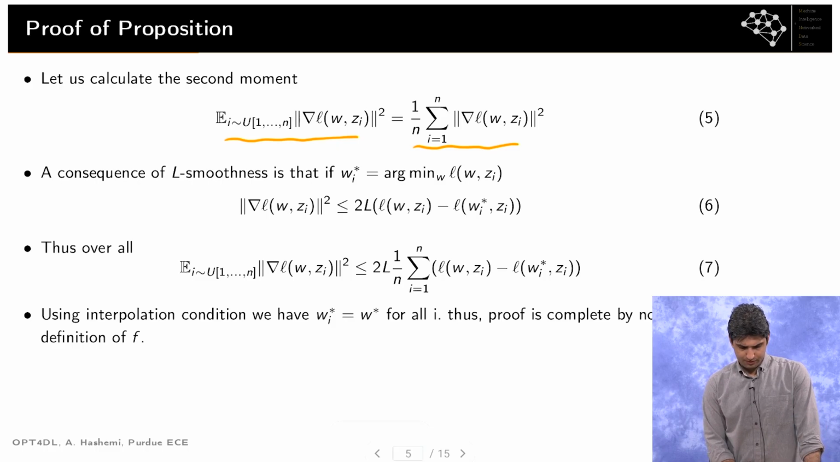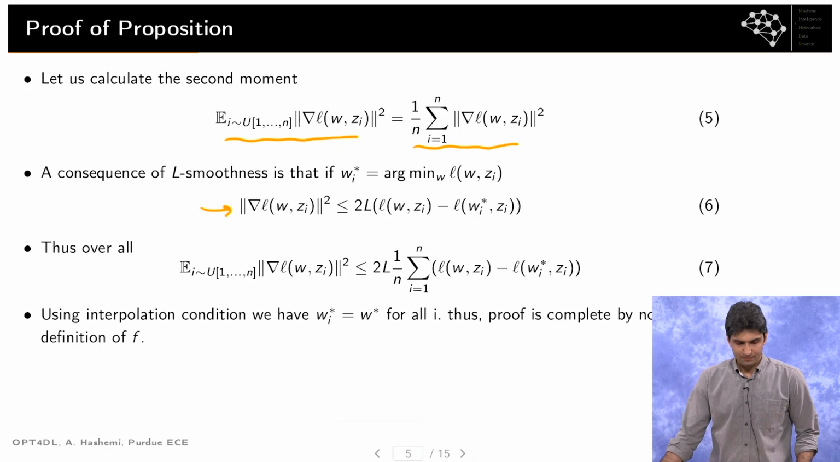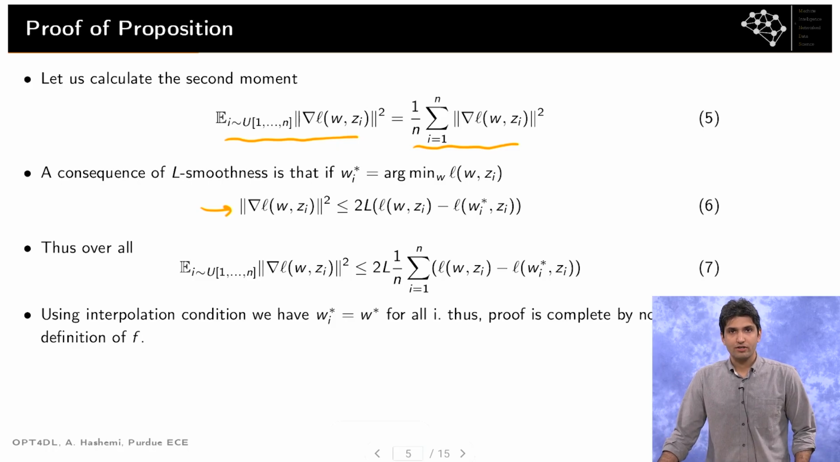Now here is what we're gonna talk about. There is a consequence of L-smoothness that we haven't talked about in class before, but we're going to actually prove in the next slide. And that says that if you have a smooth function, the norm of the gradient squared is bounded by the suboptimality gap. Okay? So here we assume that each of the individual samples is L-smooth.